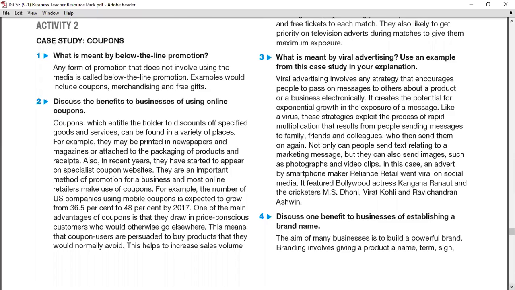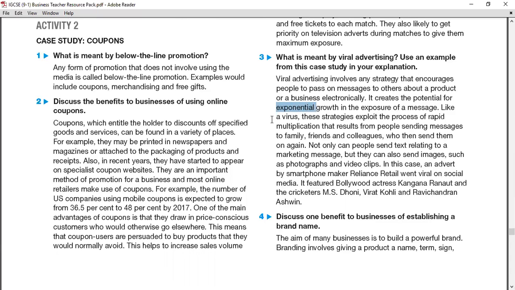Indirect marketing. Question number 3, what is viral marketing? Viral marketing involves strategies that encourage people to pass on a message about a product or business to others electronically. So it creates a potential for exponential growth. Don't forget this word, guys. Exponential is a mathematical term.